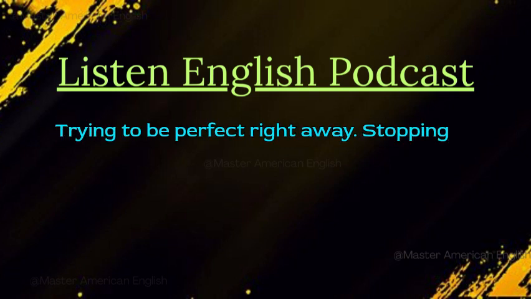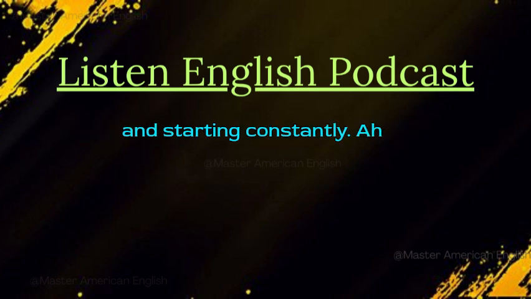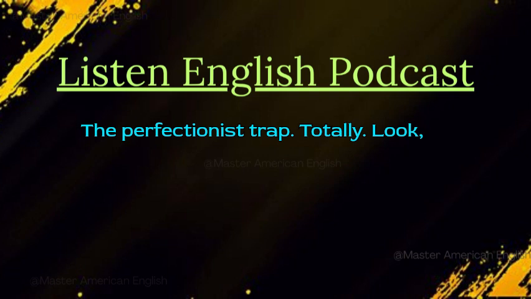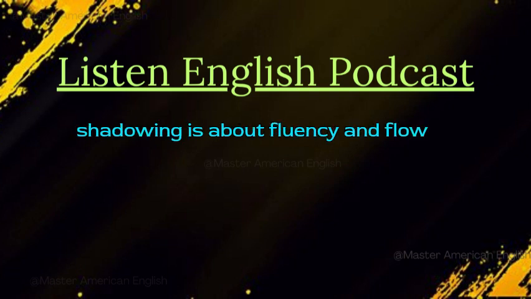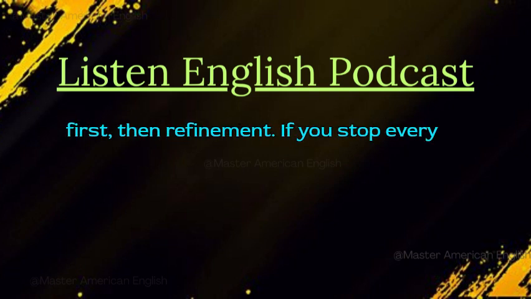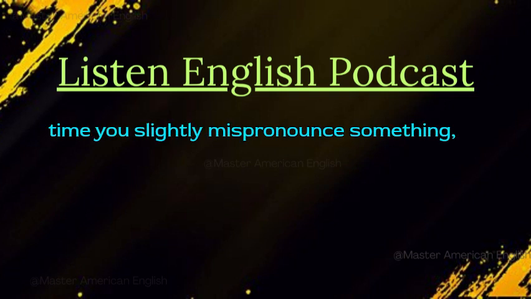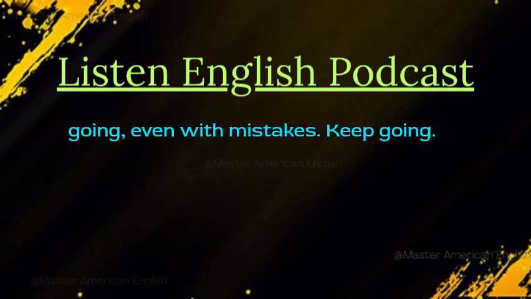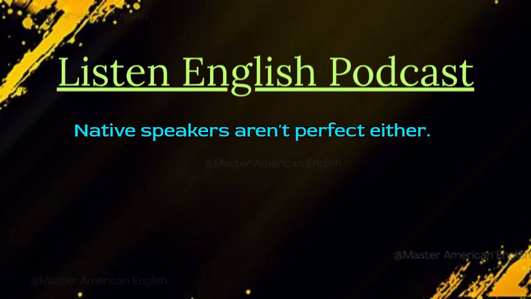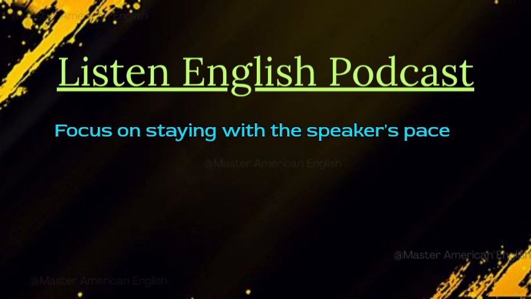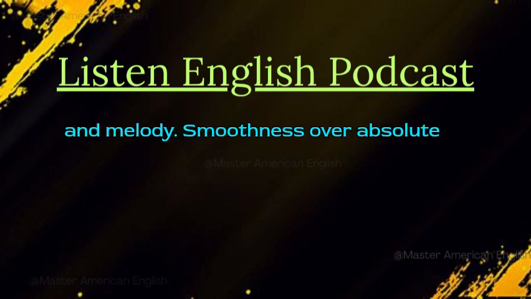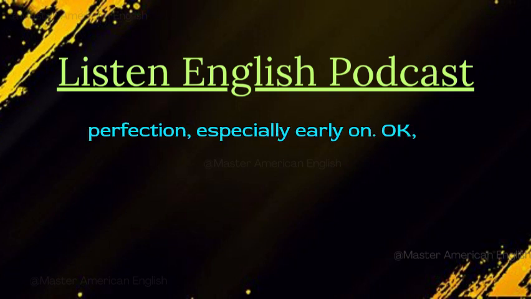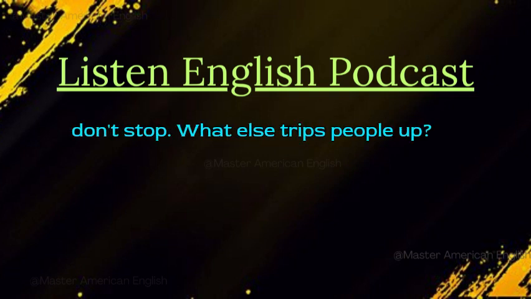Next mistake. Trying to be perfect right away. Stopping and starting constantly. The perfectionist trap. Totally. Look, shadowing is about fluency and flow first, then refinement. If you stop every time you slightly mispronounce something, you lose the rhythm. So just keep going, even with mistakes. Keep going. Native speakers aren't perfect either. Focus on staying with the speaker's pace and melody. Smoothness over absolute perfection, especially early on.